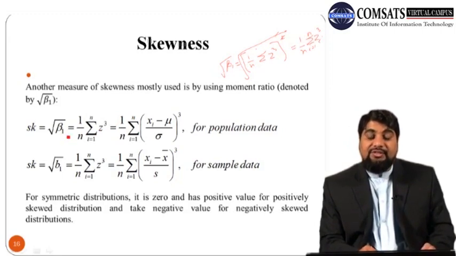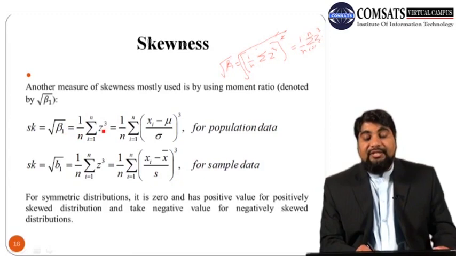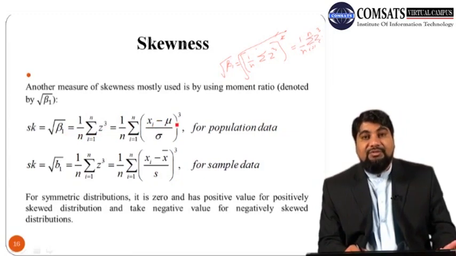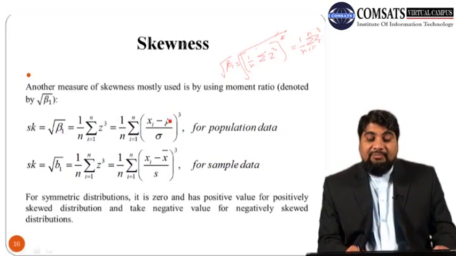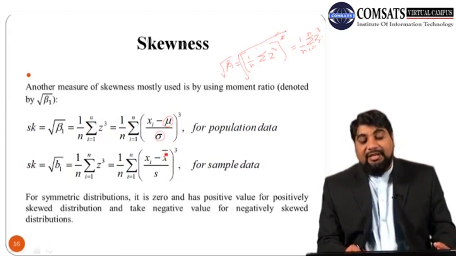It is the square root of the first moment ratio, and note that this z is a standardized variable, so we can replace it with its value, x minus mu over sigma, and whole cube as it is. If we are dealing with population data, we have to use this mu and sigma. Mu is the population mean, sigma is the standard deviation in case of population data, and if we are using the sample data, we have to use x bar and small s.